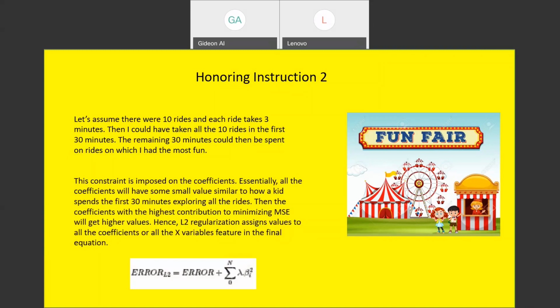So this is how you can explain regularization to a grandma. Try this with your grandmas and then see if the explanation sticks or not.